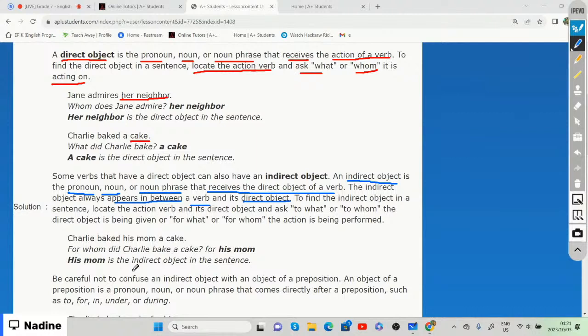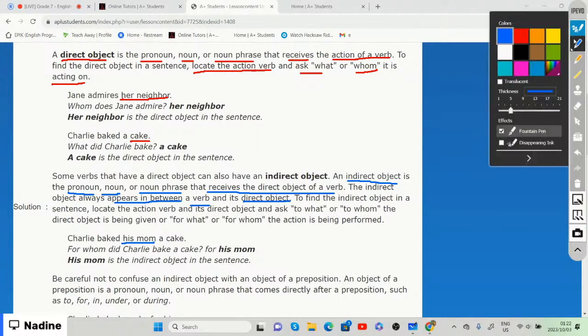An example is Charlie baked his mom a cake. So if we select the indirect object, then we can say it's his mom. And his mom is an indirect object, and it is between baked, which is a verb, and a cake, which is the direct object. So his mom is the indirect object within that sentence.